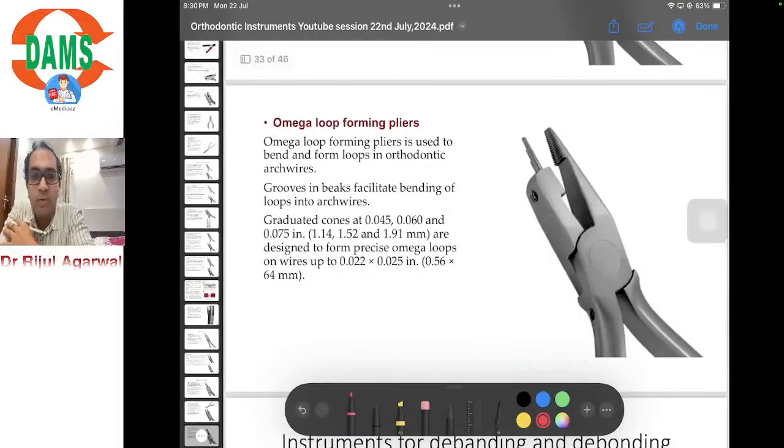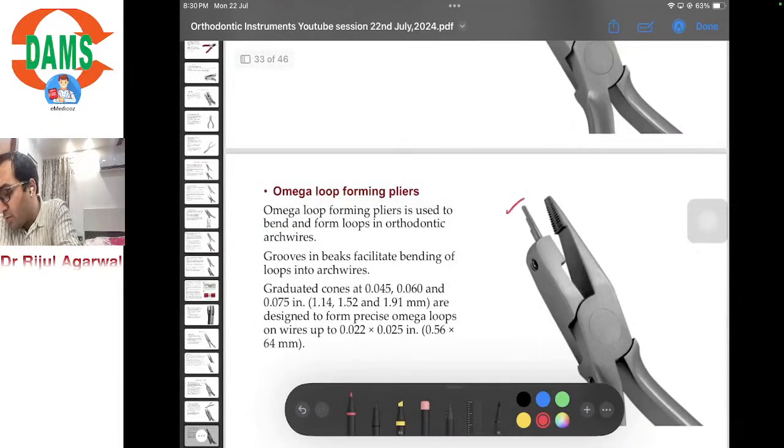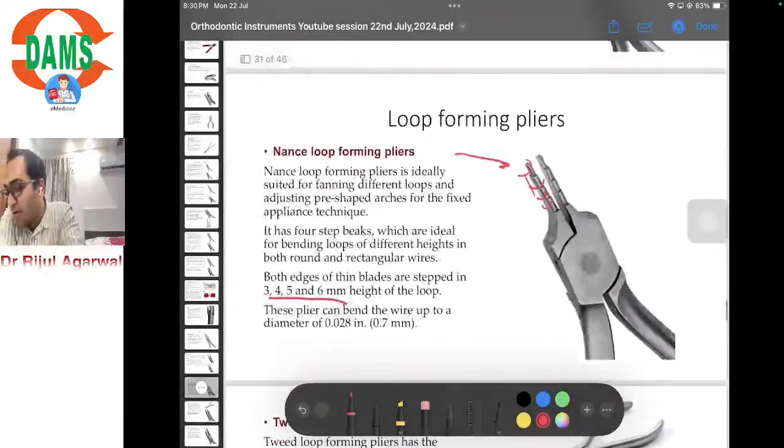Next is the Omega loop forming plier, used to bend and form loops in orthodontic arch wires. They have graduated cones at various diameters. Okay, again a similar kind of shape, but the beaks are present on one end only. The previous one, the Nance loop forming plier, had beaks present on both ends.